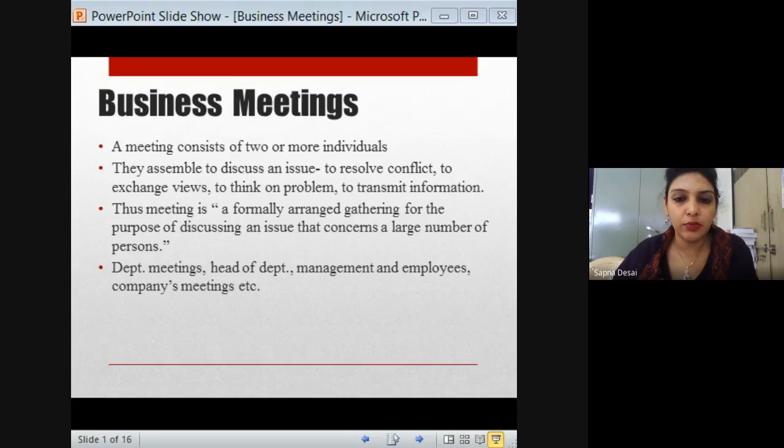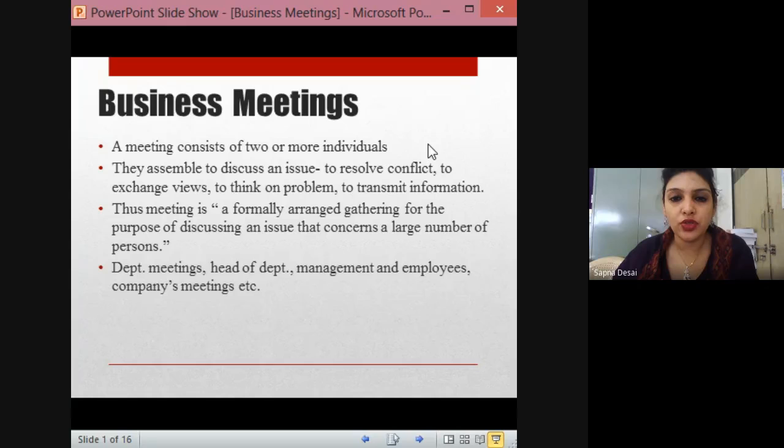We will start with business meetings. We will see what business meetings are and how they are conducted. In order to conduct a meeting, first you have to send the notice and agenda, and then you have to draft the minutes of the meeting. What are the duties of the chairperson, and what are the duties of the other members? All these things we will see in detail. Let us begin with business meetings.